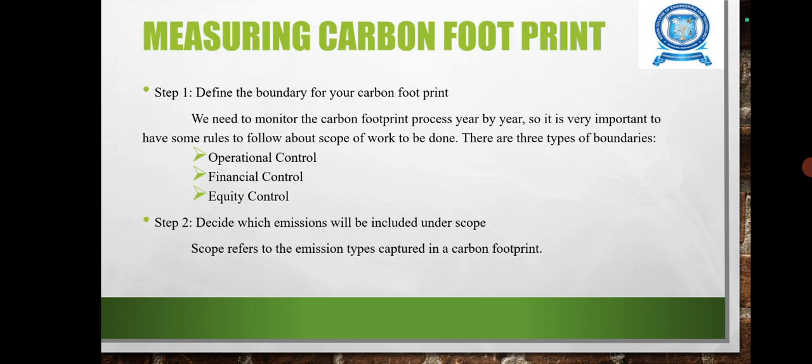Here we have the steps for measuring the carbon footprint. First, define the boundary for your carbon footprint. That means we have to monitor the carbon footprint process year by year. Then it is very important to have some rules to follow about the scope of work to be done. Here we have one primary objective: it is used to reduce the emission of carbon.